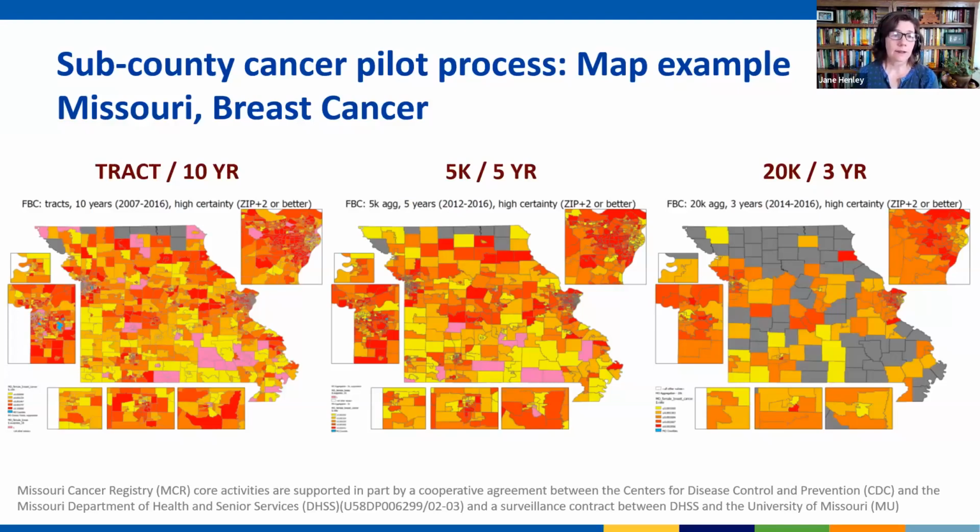Here we're looking at a census tract at a 10-year aggregation, 5K at a 5-year, and 20K at a 3-year. And you can see in this last map, it seems a little bit odd that we have so many more areas suppressed. And this is because many of the counties did not reach the 20K aggregation minimum. And we solved this in phase 2, where we aggregated counties up to get a minimum 20,000 population. Next slide, please.